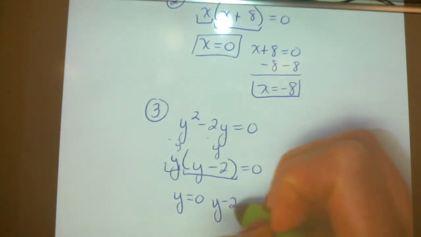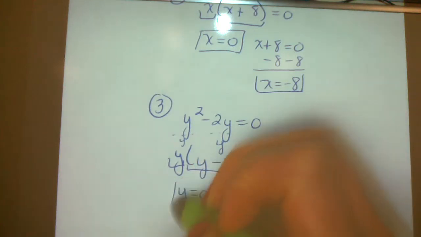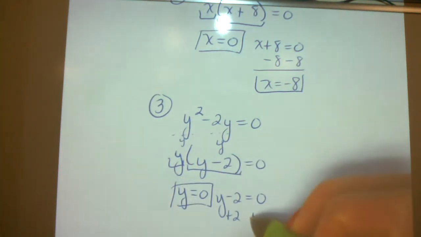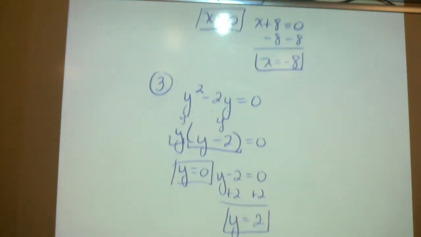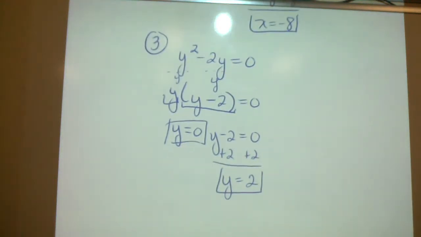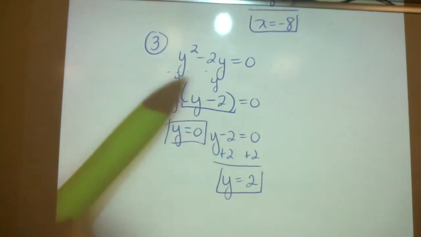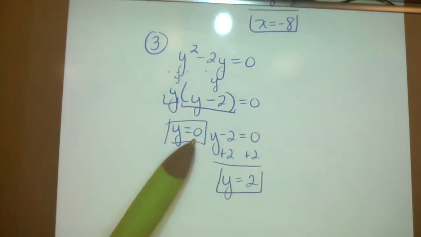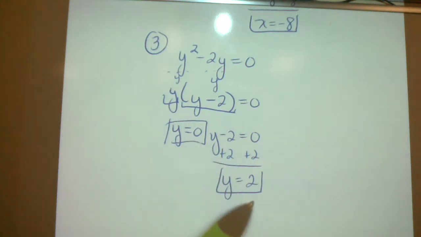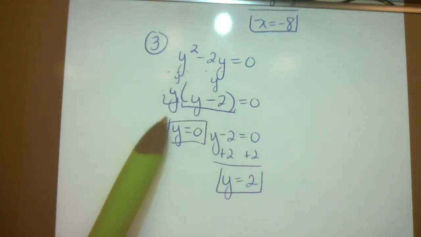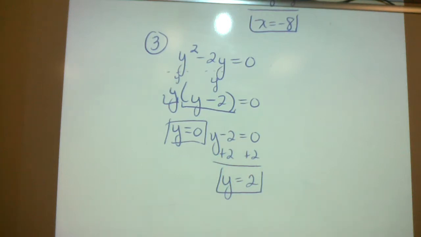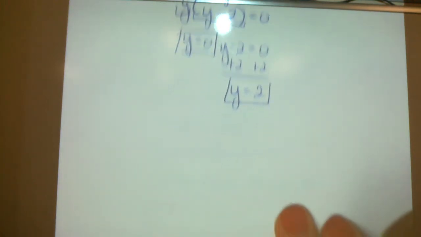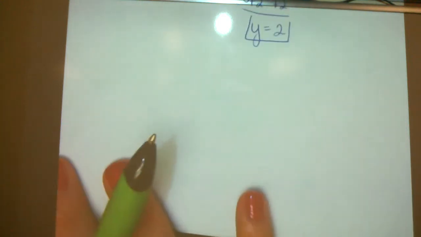I can't do anything here. I'm going to add 2 here. Whoops, let's lift that up so you can see that. There we go. So I've got y is equal to 0 and y is equal to 2. If I were to graph this, it would hit the x-axis at the origin and at 2. Even though it says y, it's really the x-axis. Next one, number 4. Let's take a look at it.